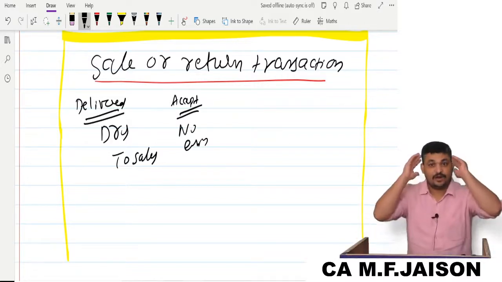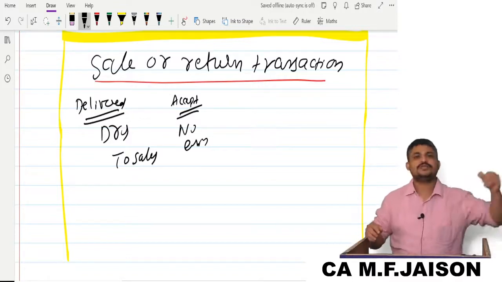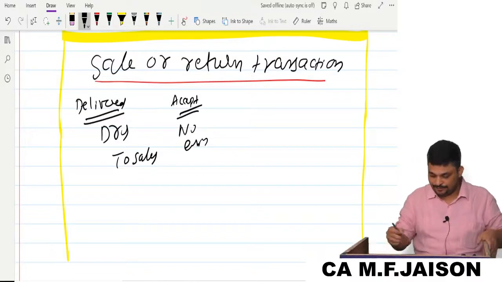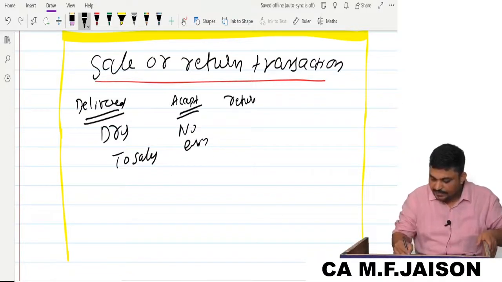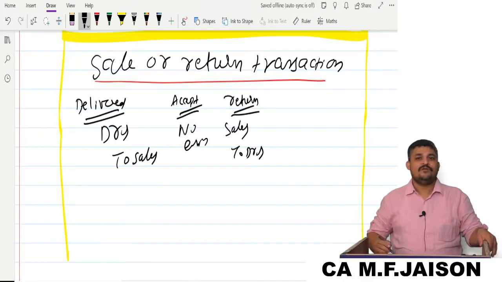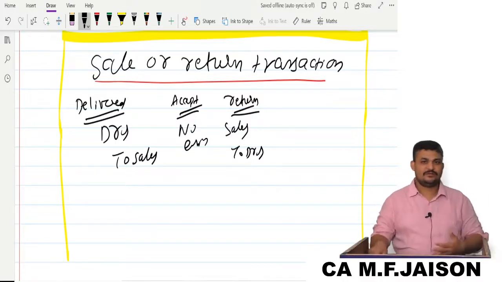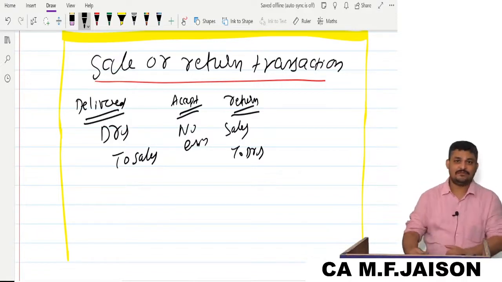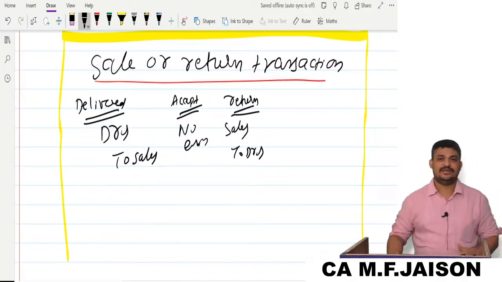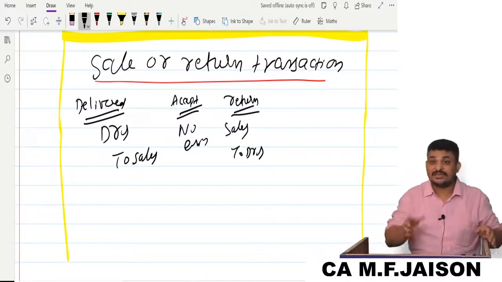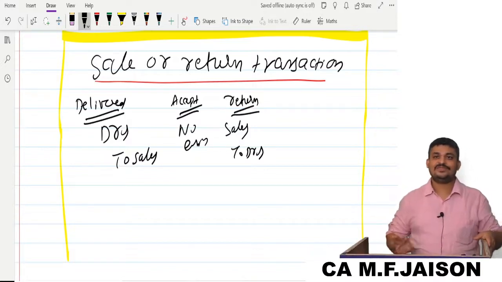Now, in the sale or return transaction, suppose the customer calls and says that we don't want the goods and they are returning the goods. If they return the goods, no problem, we'll make the entry sales to debtors. Henceforth they are not going to accept the goods, they have already returned them, and the goods are with me only, correct? So I will make the entry sales to debtors, since no more money is receivable. It is not sales returns to debtors because it is not actually sold.